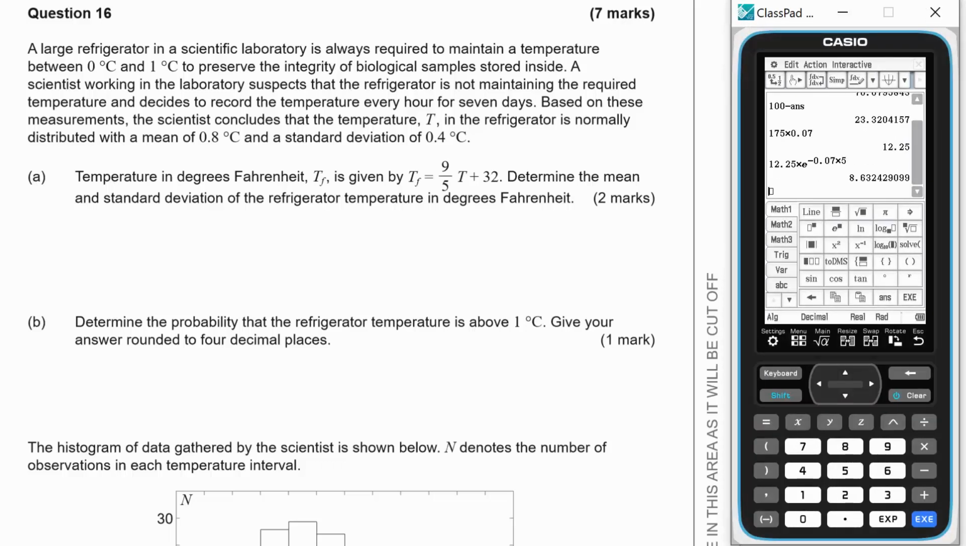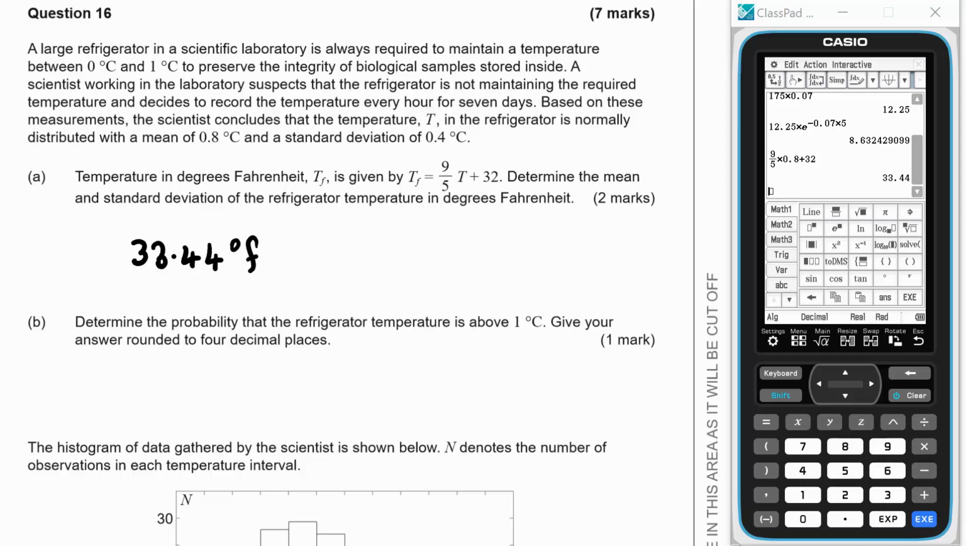Okay, so all we need to do, the mean was 0.8, so we'll do 9/5 times 0.8, add 32, so that's 33.44 degrees Fahrenheit. So that's the mean. And standard deviation, of course, is in the same units, so we can use exactly the same formula here. We just need to multiply by 0.4.